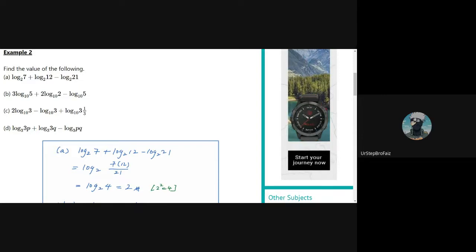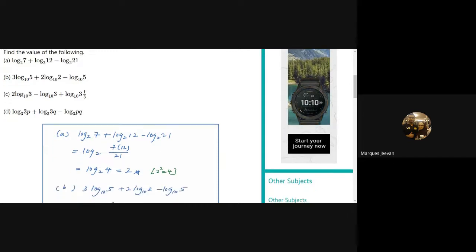How I would do it is I would write log 10 3 square, sorry, not times, 3 divide 3 times cube root 3. Okay, let me just show you how it's done.